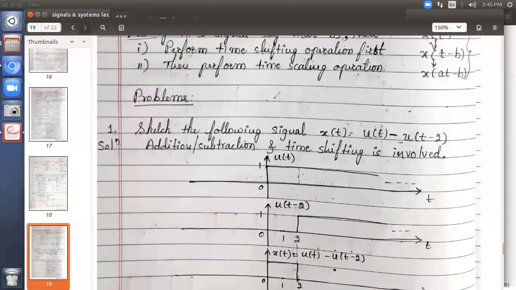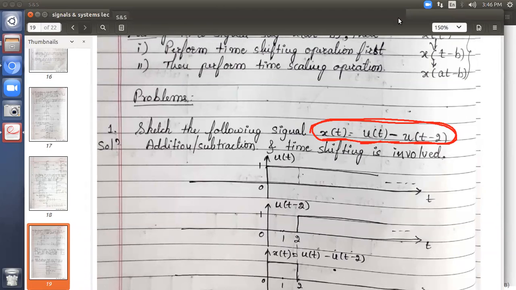First question, if you have pen and paper, you can start writing. Sketch the following signal: x of t equals u of t minus u of t minus 2. This is the given signal. Quickly tell me how many operations are involved in this question. Observe and tell me. You can unmute and answer, no issues.